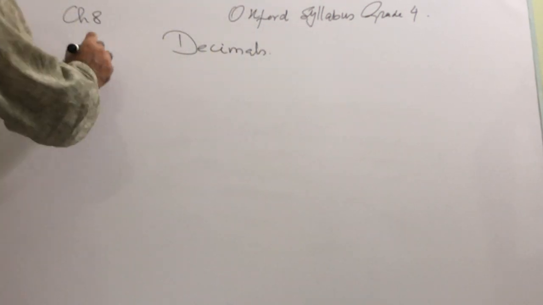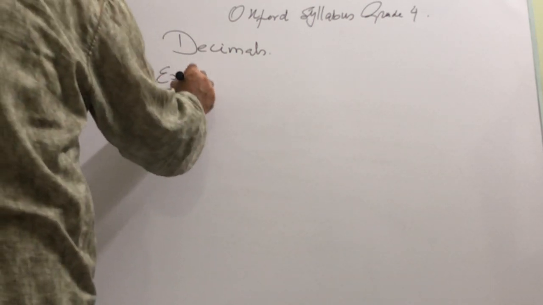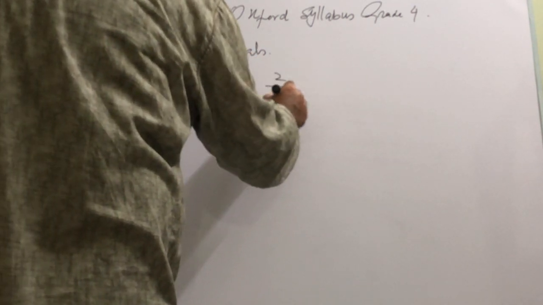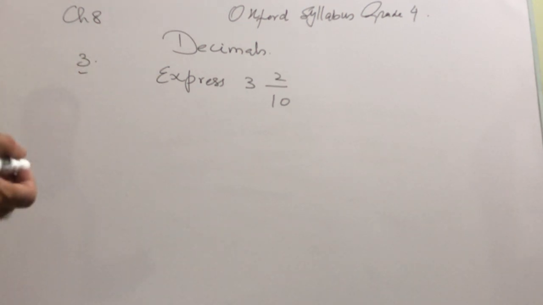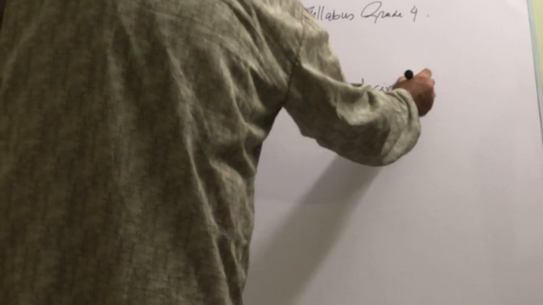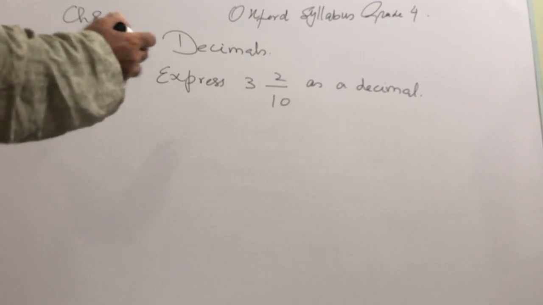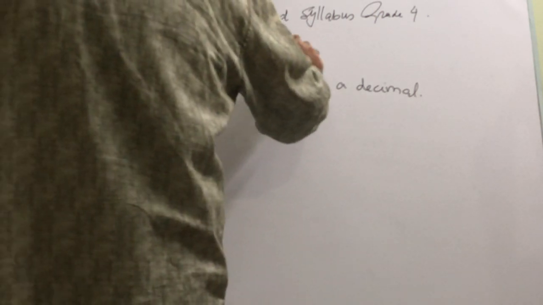Now we'll go for question or point number 3 on the same page, which is slightly different from what we discussed now. Point number 3 says, express 3 whole number 2 over 10. Some people say 3 integral 2 over 10, some say 3 whole number 2 over 10, as a decimal. First, we need to convert this. This is called a mixed number.